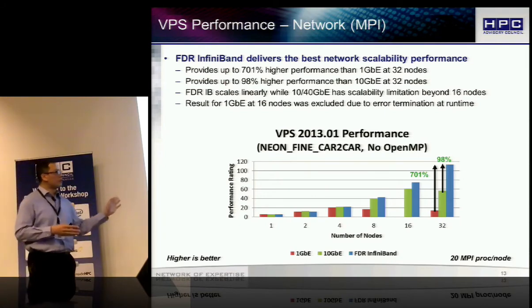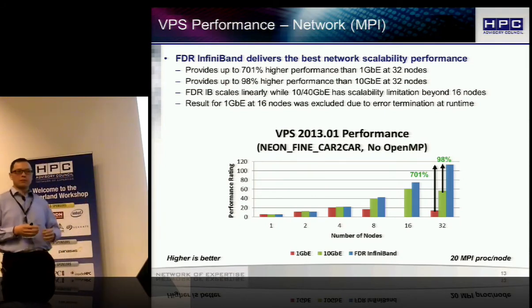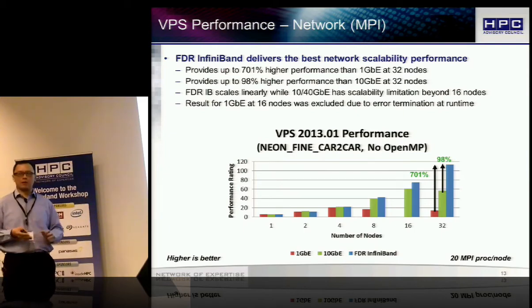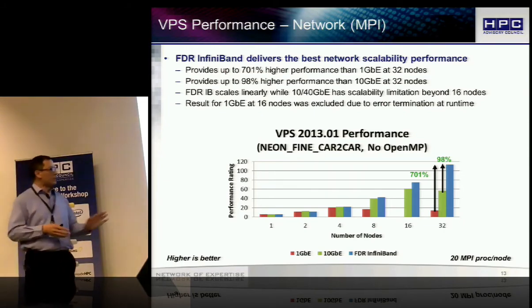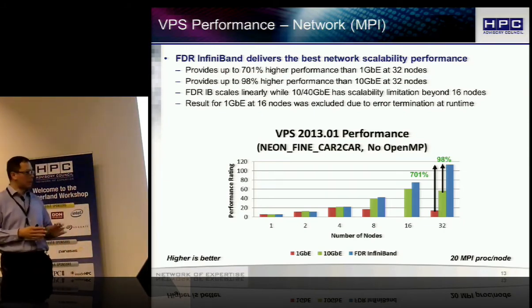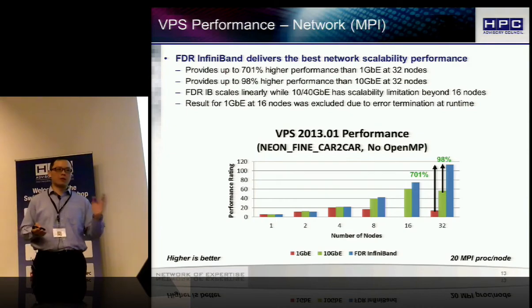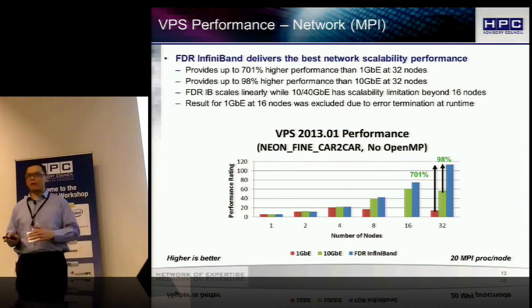Surprisingly, Ethernet does scale up to 8 or 16 nodes for this particular input. I wasn't able to run the 16 nodes for 1 gig E, which is why I skip it right here. What you can see is that 1 gig E stopped scaling around 4 nodes or so, which is actually pretty good. And I'm going to show you why that is by reading the MPI profile in a subsequent slide.